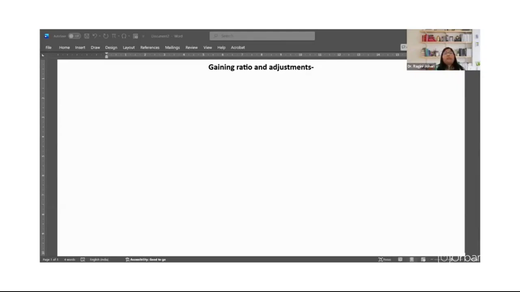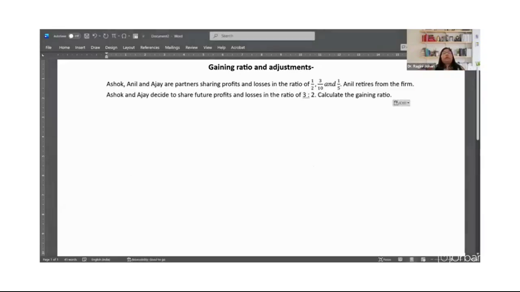Okay. Now let's take a question on this and find out. So the question says Ashok, Anil, and Ajay. These are three partners sharing profits and losses in the ratio 1 upon 2, 3 upon 10, and 1 upon 5. Anil retires from the firm and Ashok and Ajay decide to share future profits and losses in the ratio of 3 is to 2. We have to calculate gaining ratios.